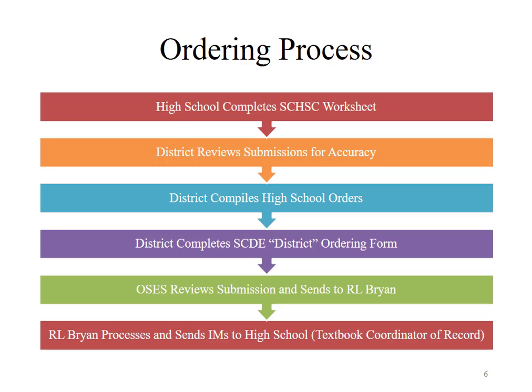The ordering process will go a little something like this. First, the high school completes the South Carolina High School Credential worksheet and sends it to the district. Then, the district will review the submissions for accuracy, compile the high school orders, and complete the district ordering form. From there, the Office of Special Education Services will review the submissions. This review will involve monitoring order requests by reviewing proportionate numbers to the overall district's child count. If the district exceeds the proportionate number of the estimated applicable students, then the Office of Special Education Services will follow up with that specific district.